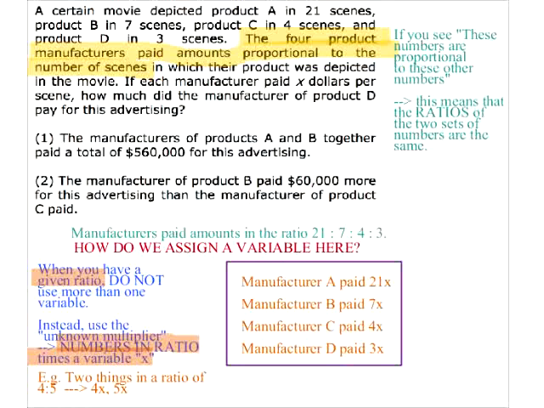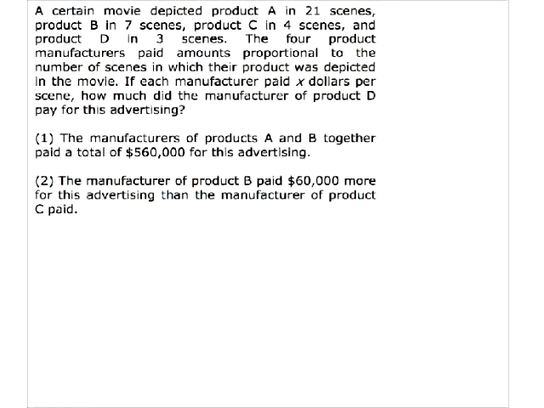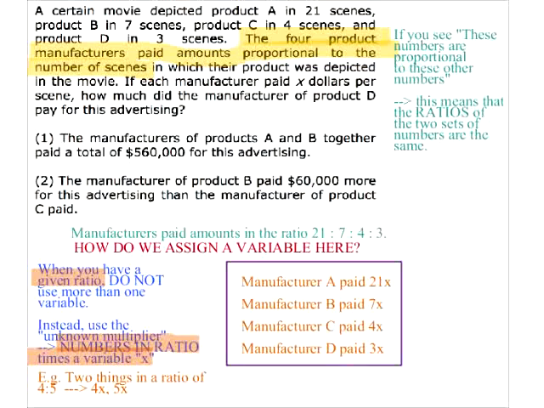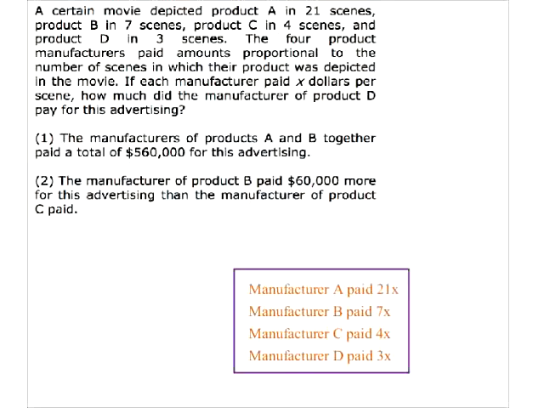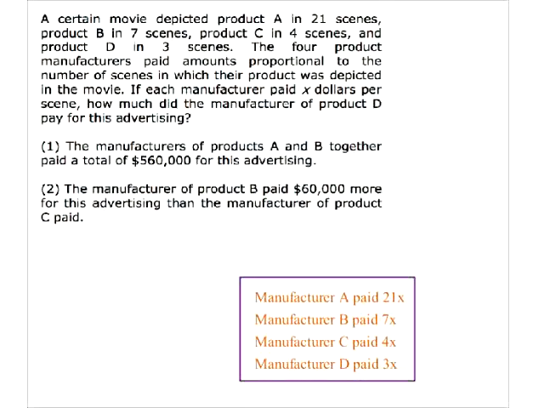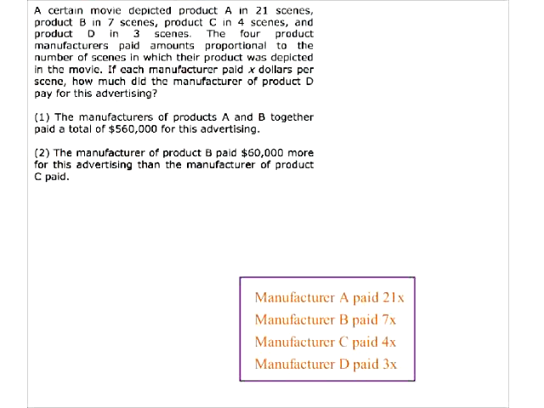So let's take this over to the next page where there's a little bit less clutter. So manufacturer A paid 21x, manufacturer B paid 7x, manufacturer C paid 4x, and manufacturer D paid 3x. So just get this up there in the corner. Now these statements are a lot more straightforward to handle if you do this.